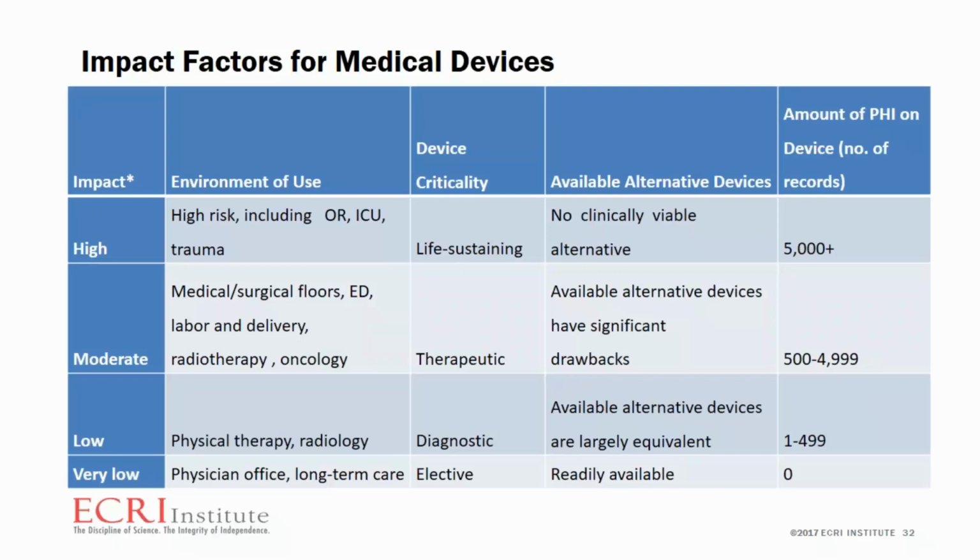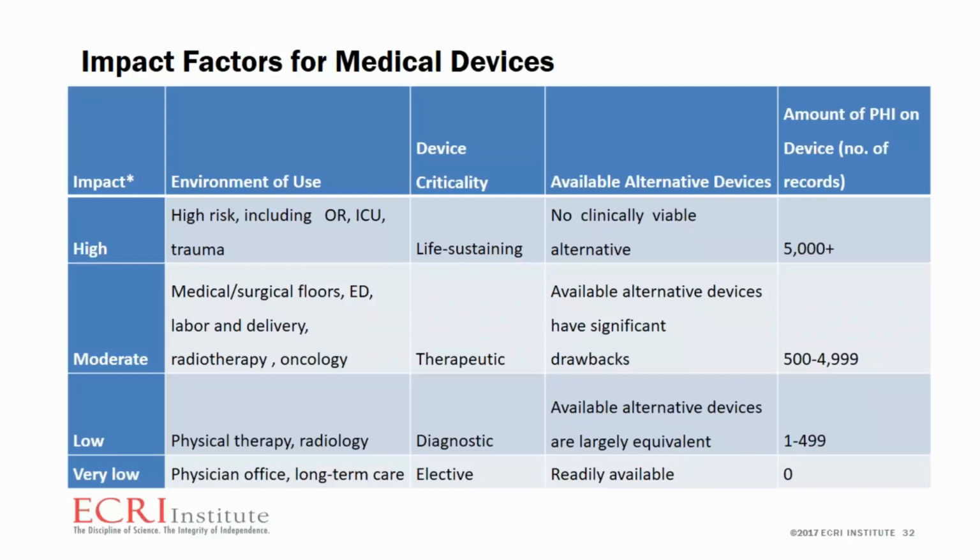What's the environment of use? What care unit is the device in? And then device criticality. What is this device used for? Is it life-sustaining? Is it therapeutic? Is it diagnostic? Or is it elective? And then also available alternatives. If this device goes down, do you have a plan B? Is that plan B sufficient?